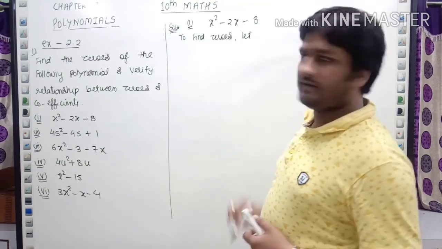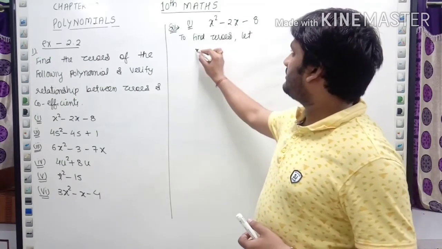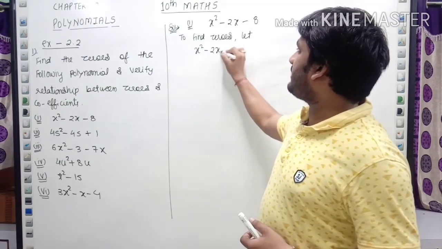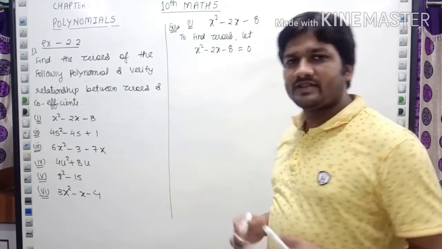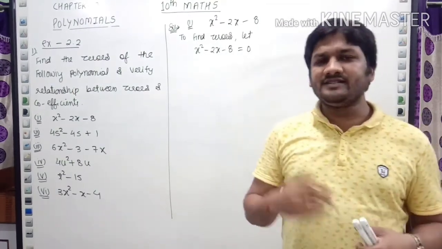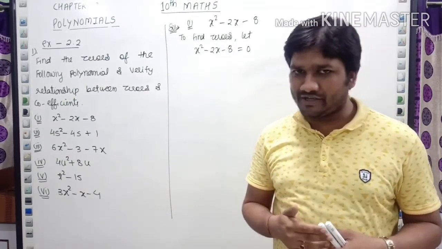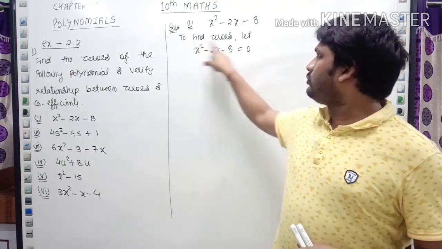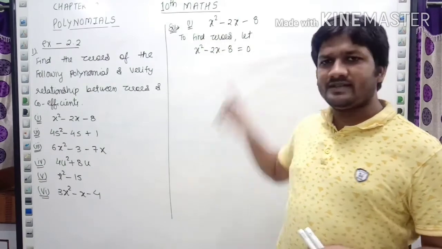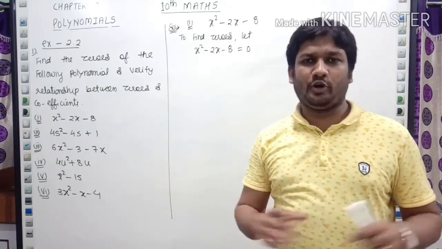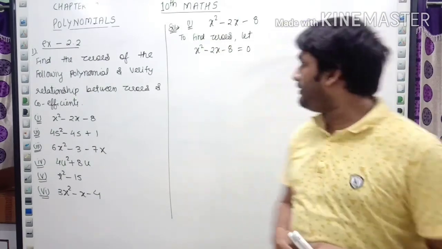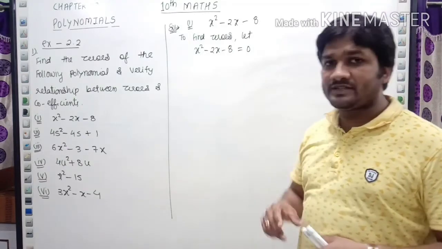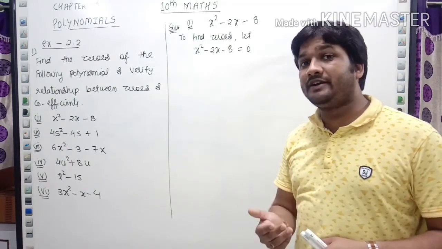Let this polynomial equate with 0. Sometimes our teachers tell us that it is a polynomial, not a quadratic equation, so don't write like this. But if you write a line to find zeros like this, then it will be correct. No problem in that. Now, what we'll do first: it is a quadratic polynomial, we'll split into two parts.